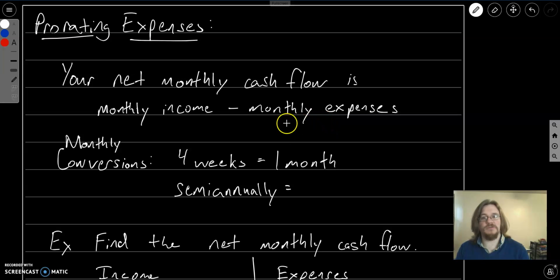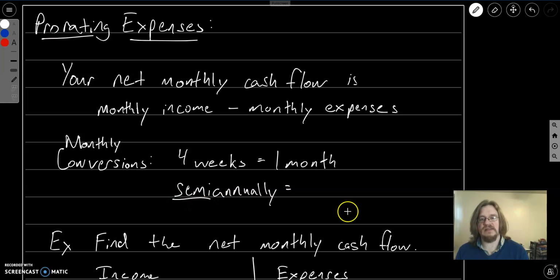So if it's positive, we're earning money. If it's negative, we're going to be losing money. And as far as monthly conversions go, we normally equate 4 weeks to 1 month. This is not exact. A month will usually have 30 or 31 days, which is maybe a little bit more than 4 weeks. But for our purposes, we're going to think that there's going to be 4 weeks to each month.